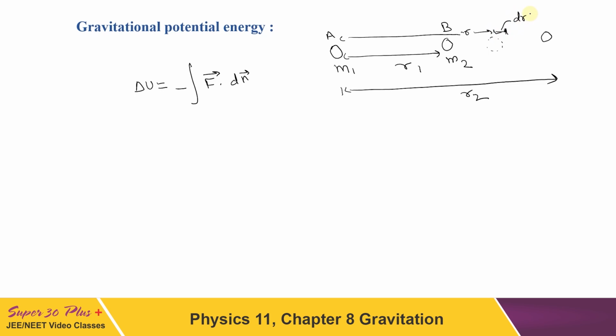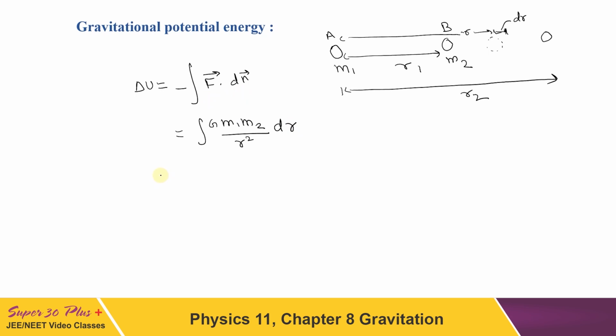What will be the work done for this small displacement? It can be integrated from r1 to r2 to get the whole work done. So now if I substitute the values, this will be equal to G m1 m2 upon r square dr. The minus sign has become positive now because F and dr are in different directions. So one minus sign will come from the dot product, and then this becomes positive.